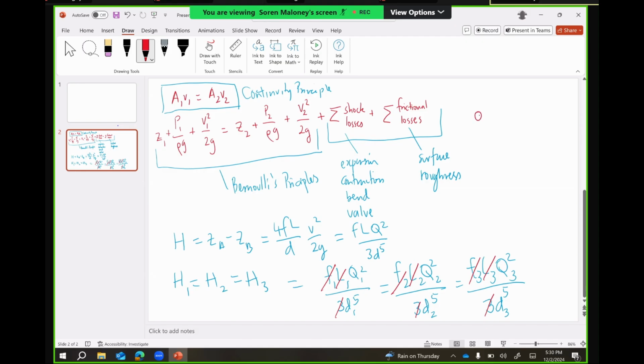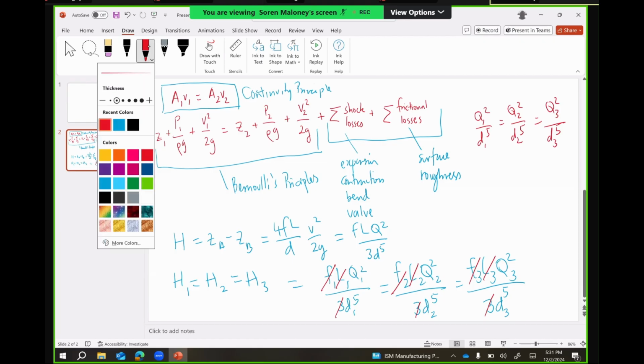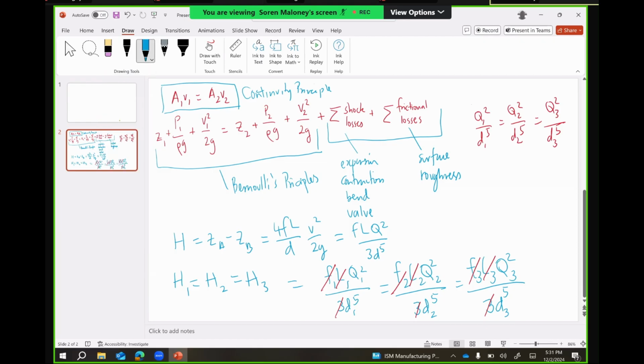Now I have Q1 squared over D1 to the 5th is equal to Q2 squared over D2 to the 5th, equal to Q3 squared over D3 to the 5th. So all I have now is a relationship between diameter and flow rate. That's where I assumed wrong. I assumed that the discharge is all the same, but the discharges are not the same. That's based on the H, which is the same.